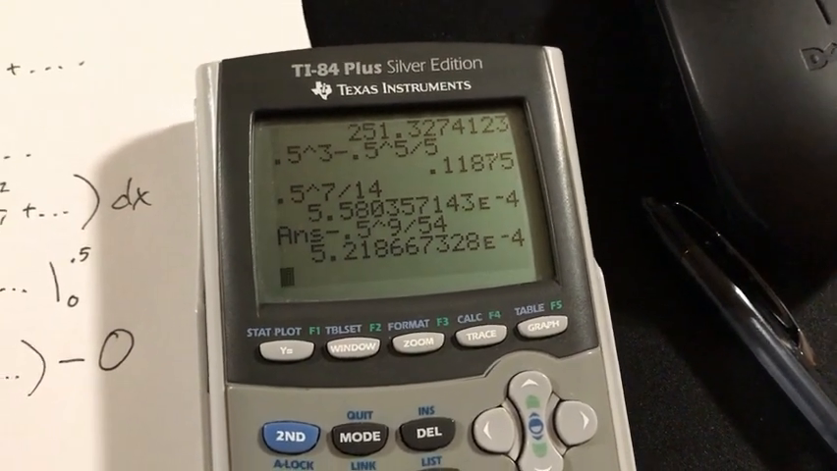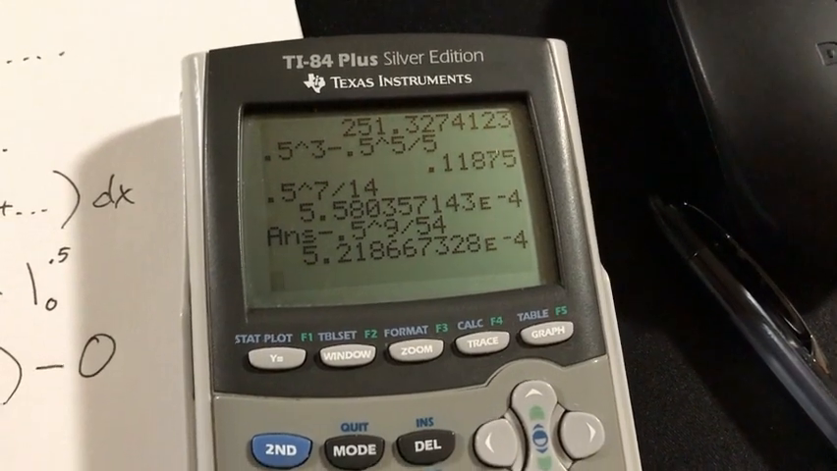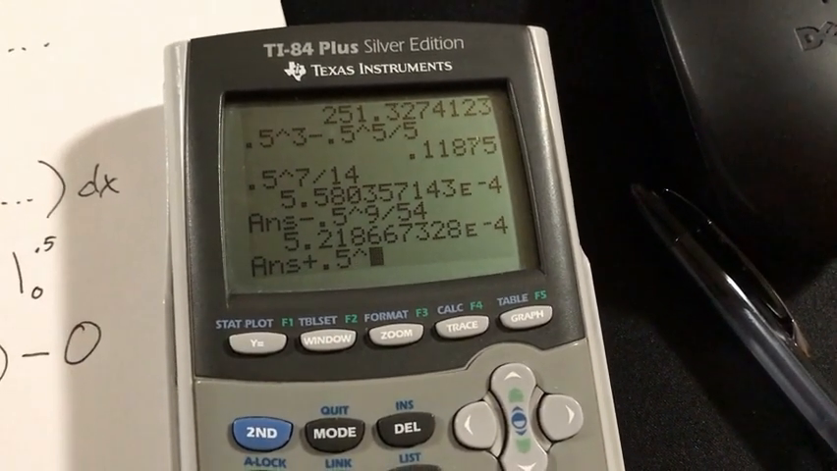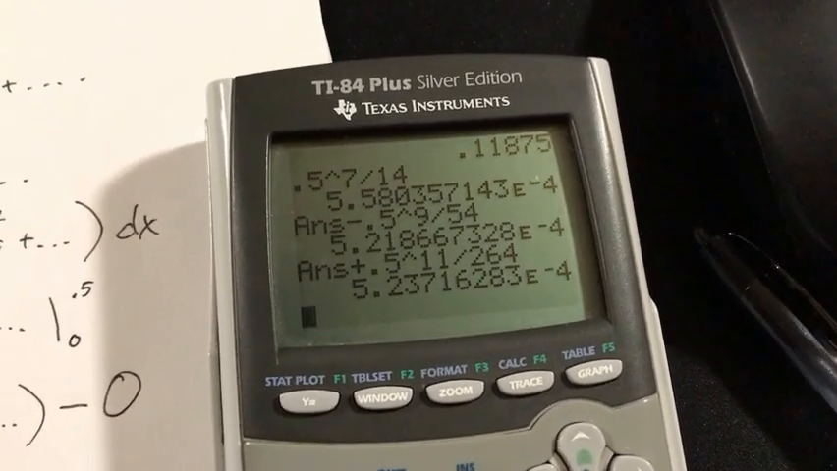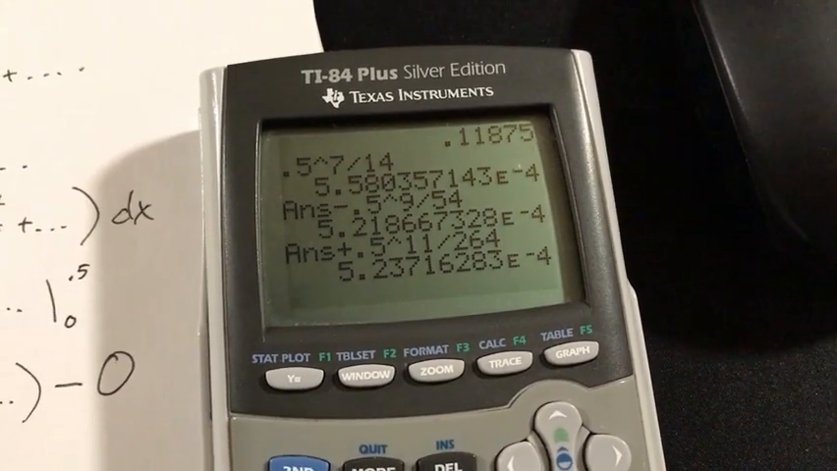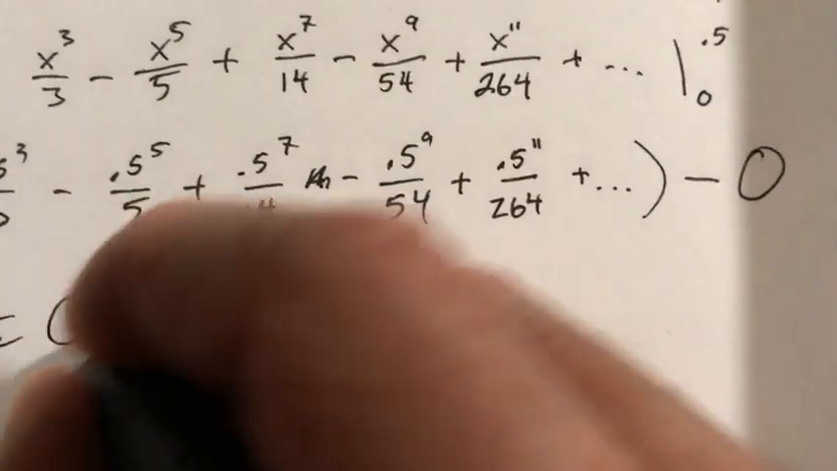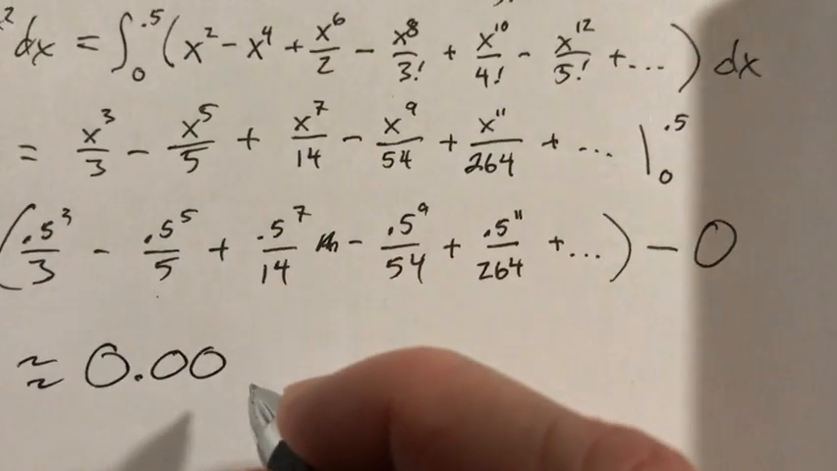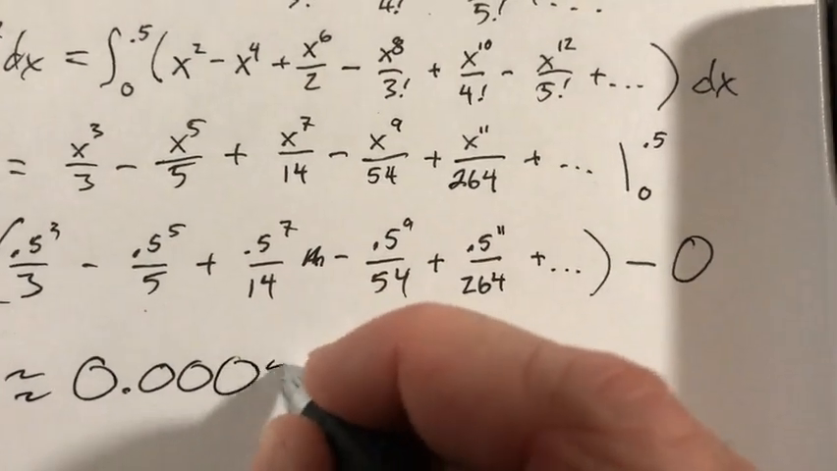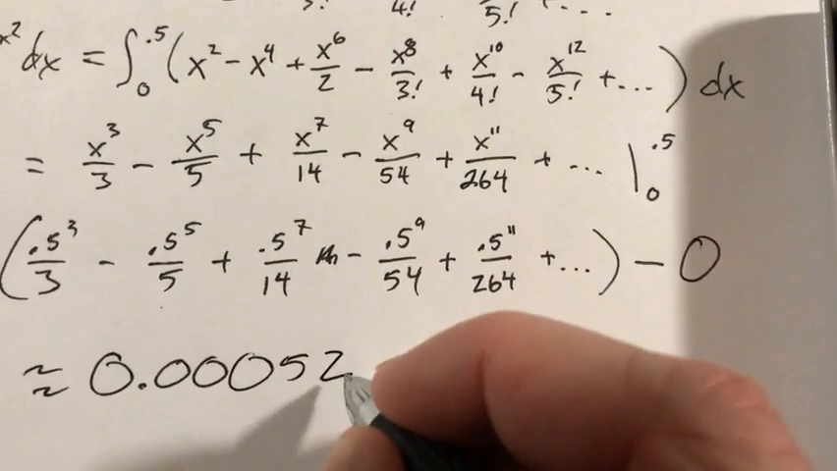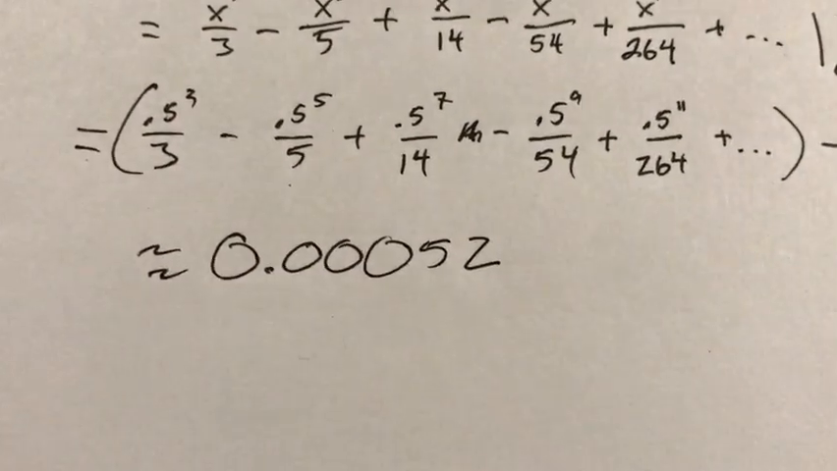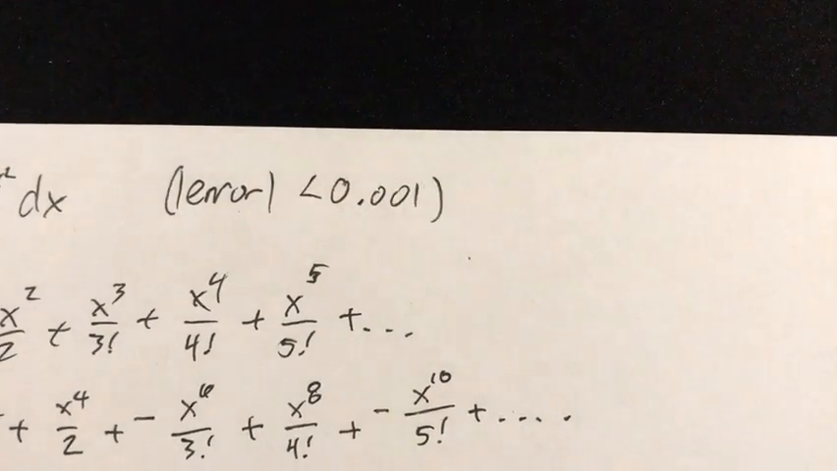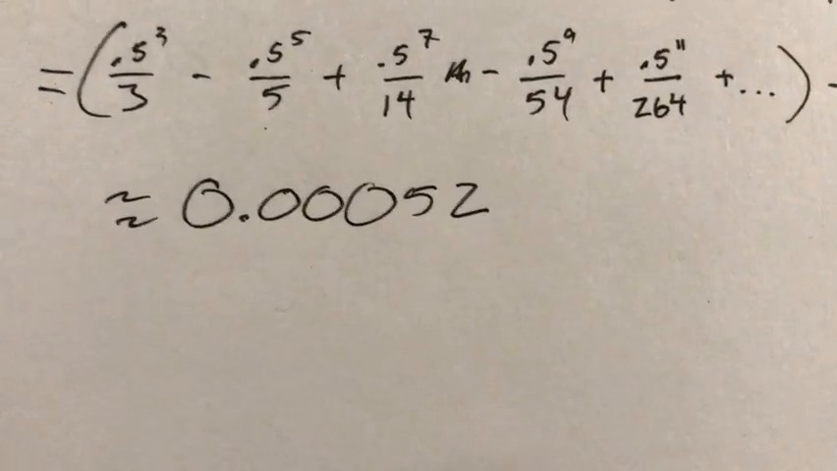0.000558 to 0.00521. I'm just going to add one more term just to be safe. Plus 0.5 to the 11th over 264. I'm pretty sure this isn't going to change after those first few terms, and I feel pretty good about that. So 0.00552, and those were the digits that didn't change. And because we are not changing after the third decimal place, I feel pretty good about that as an answer to this question.